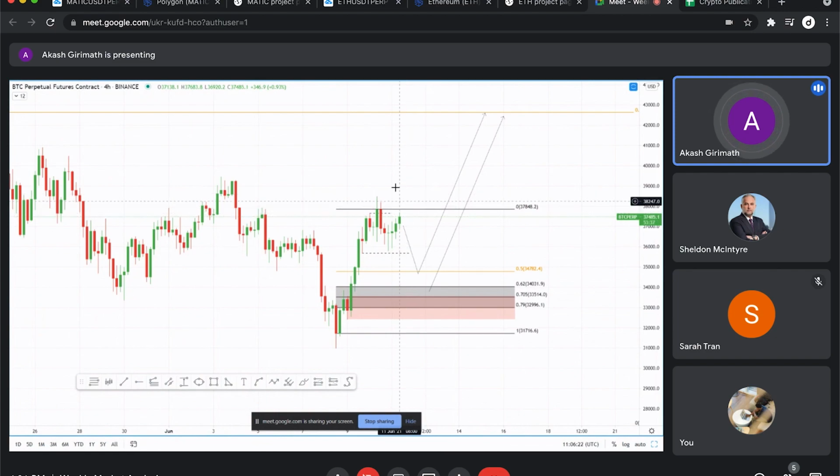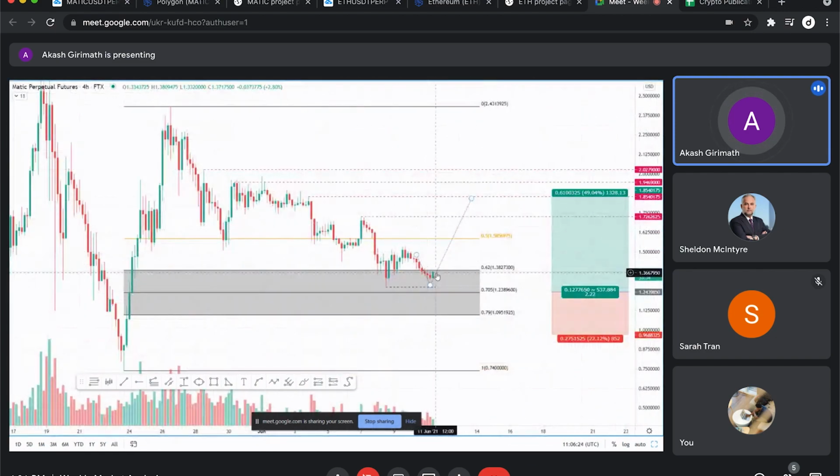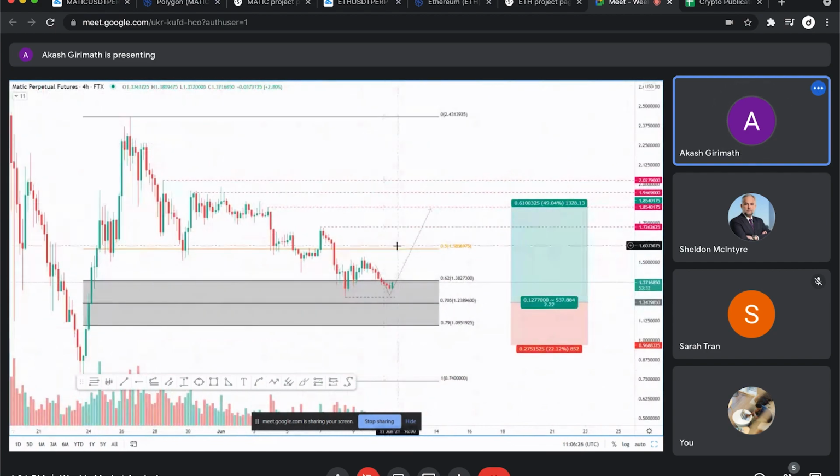So going by this structure, I'm expecting MATIC to do the same. Just hover a while over here, consolidate, move sideways, and then go higher. But then again, MATIC's kind of the rebellion kind of token, so it could go either way. In the short term time frame, I'm a little bearish. I'm expecting it to consolidate or maybe retrace a little. But in the midterm, I'm looking for it to rally up to these levels here.